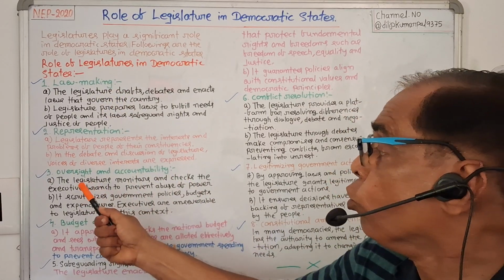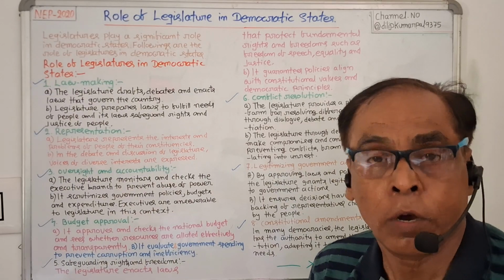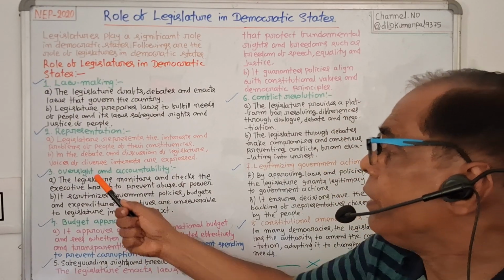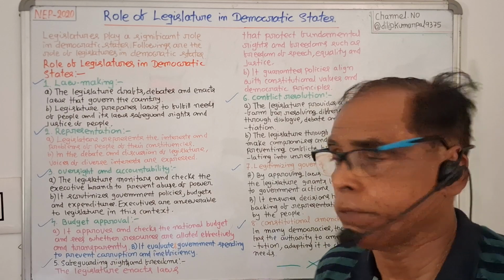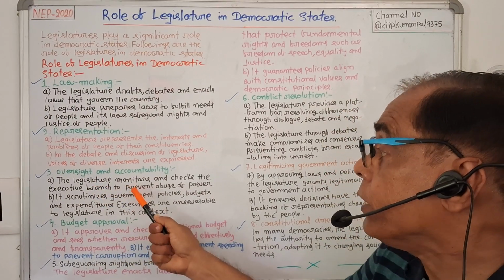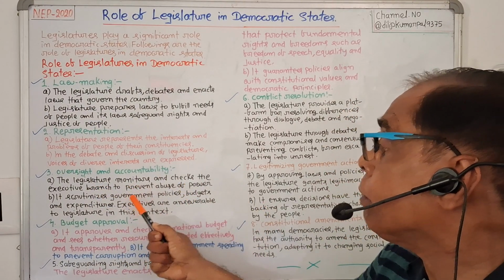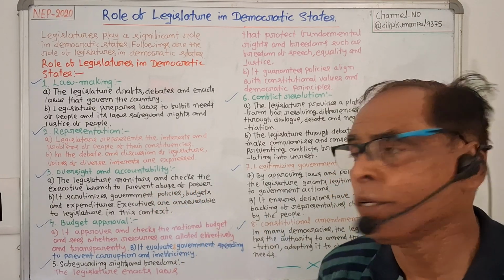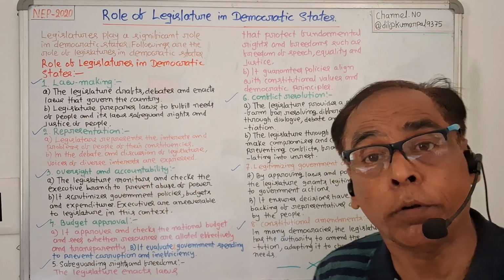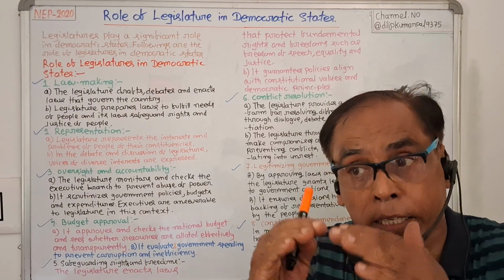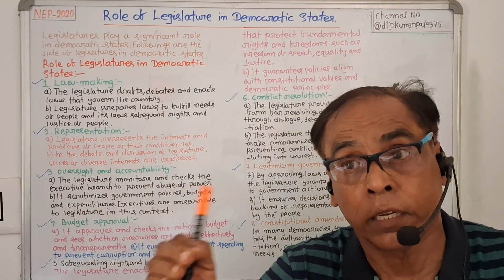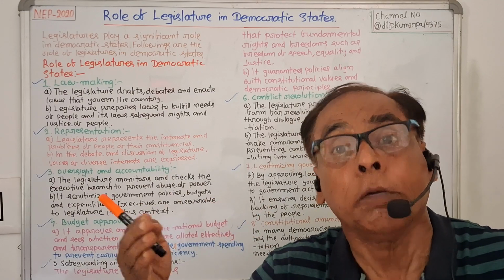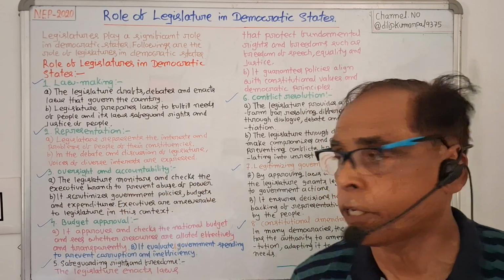Number 3, oversight and accountability. What is the oversight and accountability function of the legislature? It has two functions. Number 1, the legislature monitors and checks the executive branch to prevent abuse of power. The legislature watches and monitors the activities of the executive branch of government to prevent corruption.